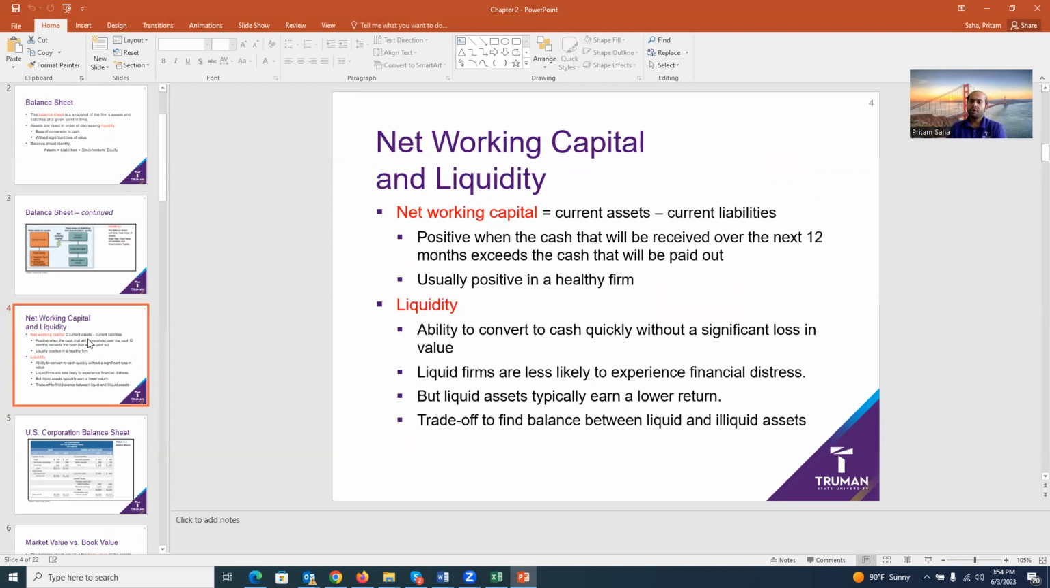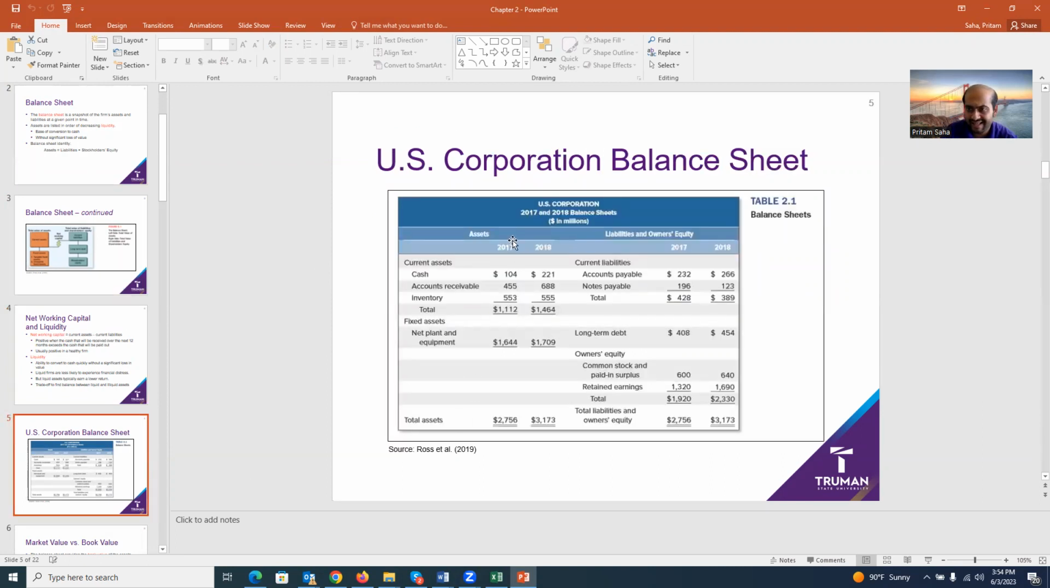Now, when you talk about the balance sheet, we have to learn two different concepts. One is known as net working capital. Net working capital is basically the difference between current assets and current liabilities, okay? So if you look at this example, in 2017, the corporation has total current assets of $1,112 and $428 of current liabilities. This current assets minus this current liabilities is basically net working capital.